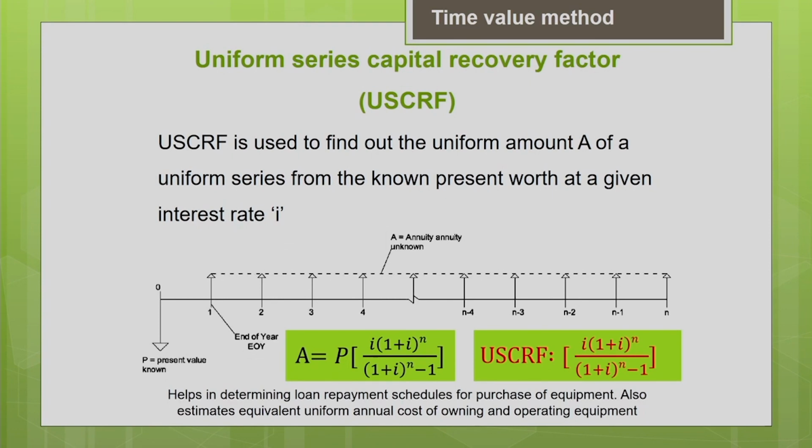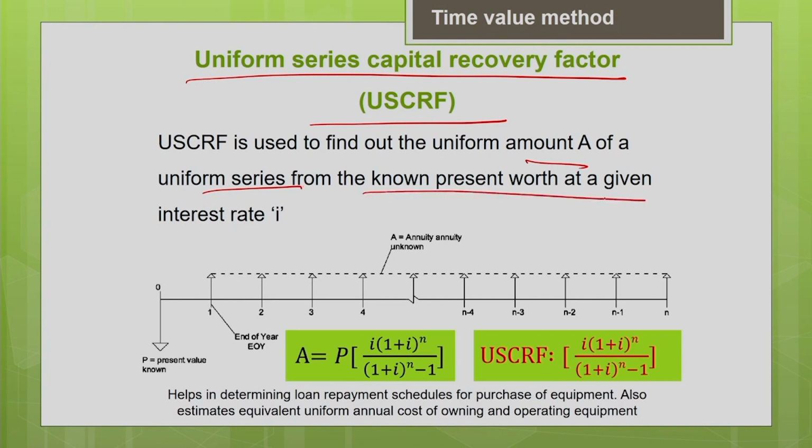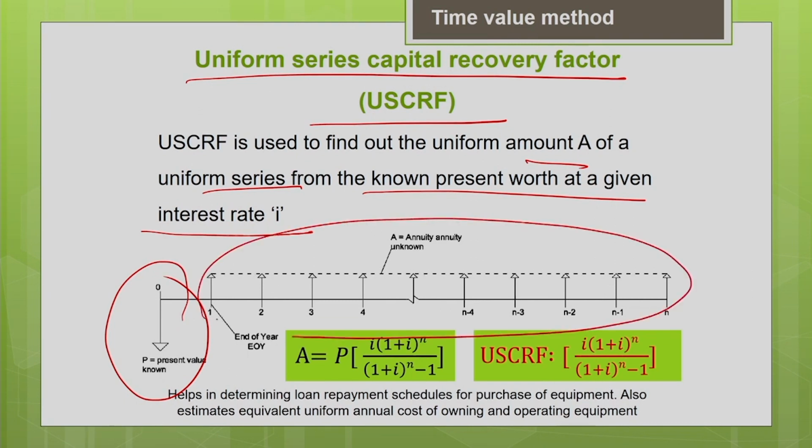The next important factor which we are going to discuss today is the uniform series capital recovery factor. Basically this is used to find the uniform amount A of a series from a known present worth at a given interest rate i. You know the present worth of a particular asset. The present value P is known. How to convert it into an equivalent uniform series? That is possible using this uniform series capital recovery factor.